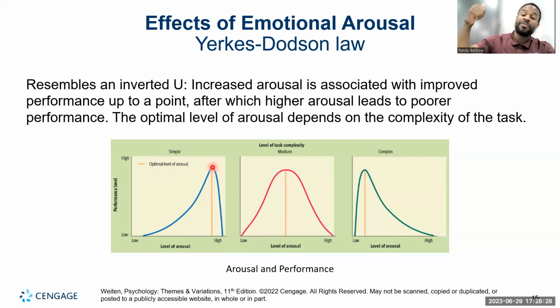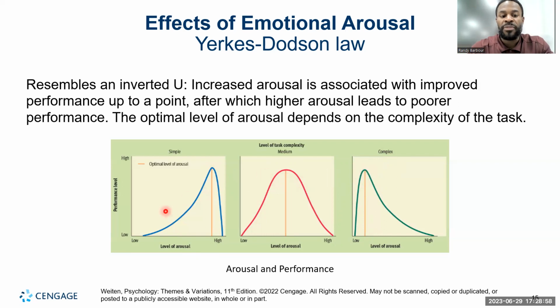But you need a higher level of arousal if you have a simple task, right? For the moderate or medium task, you need about a medium level of emotional arousal to again have optimal performance. And then on the third one, something that's really, really complex, all you need is a low level of emotional arousal, and that becomes your optimal level of performance there, right?